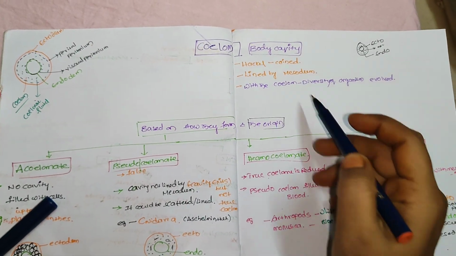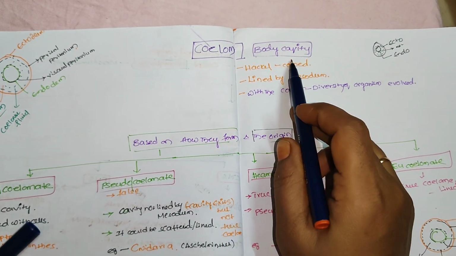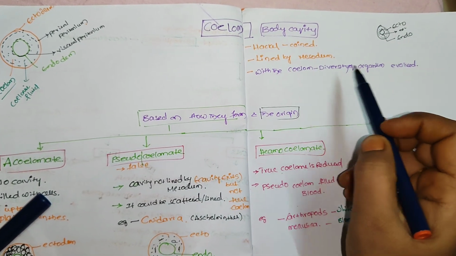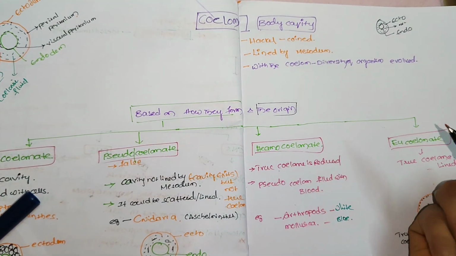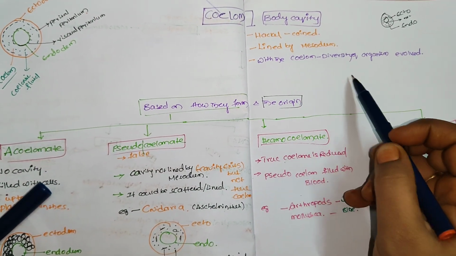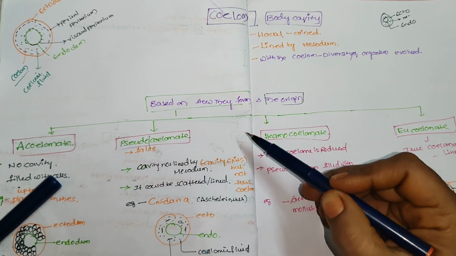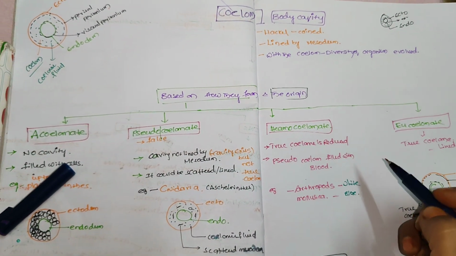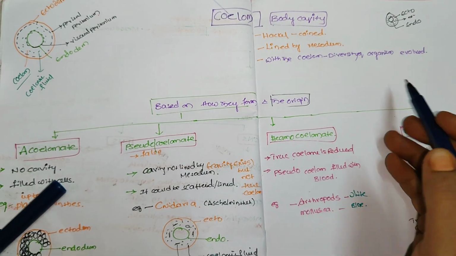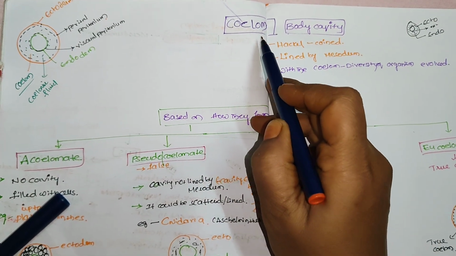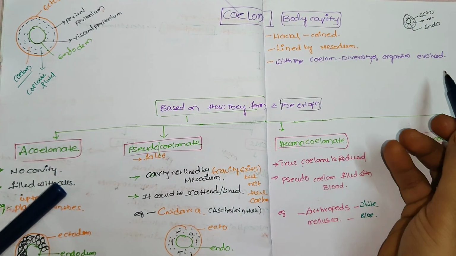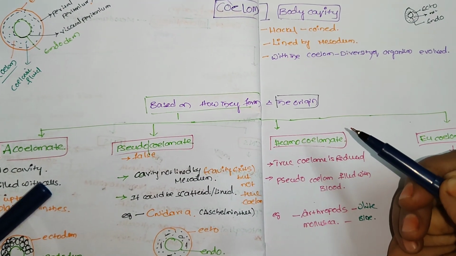Hello everyone, the topic is coelome, that is a body cavity. The coelome is also one of the parameters in the organism evolution process. From the phylum Porifera to mammals, we have different types of body organization, levels of organization, and types of symmetry. So this is also one of the parameters. Based on the coelome, the organisms evolved in the evolution process.